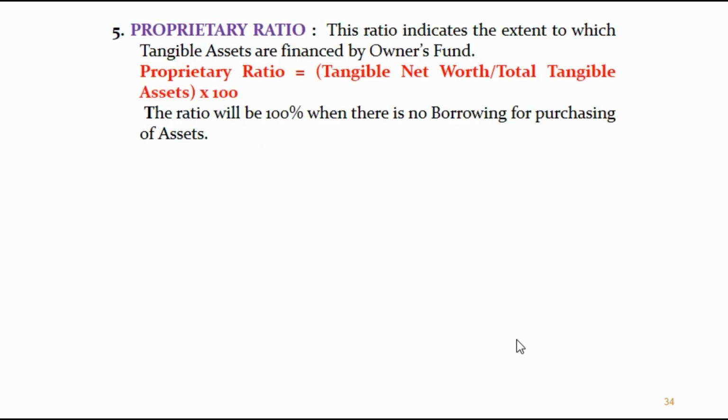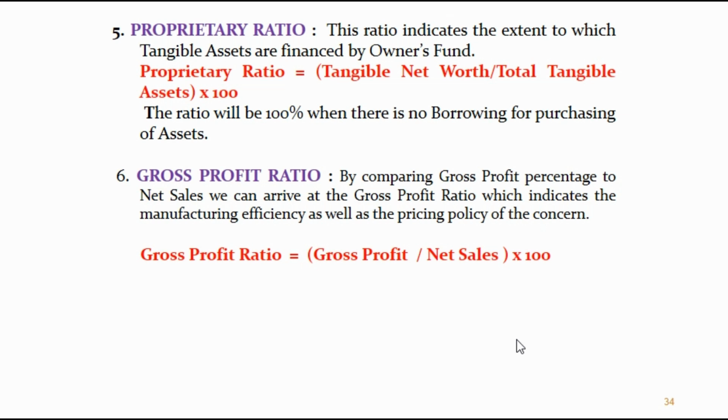Okay. Propriety ratio. Now this ratio indicates the extent to which tangible assets are financed by owner's fund. Propriety ratio is tangible net worth divided by total tangible assets. The ratio will be 100% when there is no borrowing for purchasing of assets. Gross profit ratio: by comparing gross profit to net sales, we arrive at the gross profit ratio, which indicates the manufacturing efficiency as well as the pricing policy of the concern.